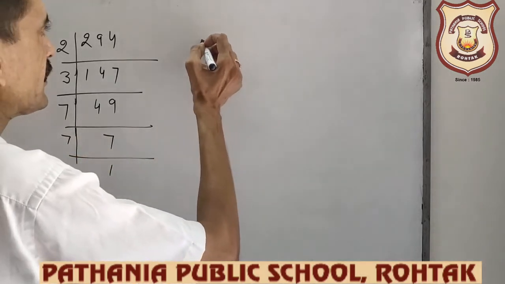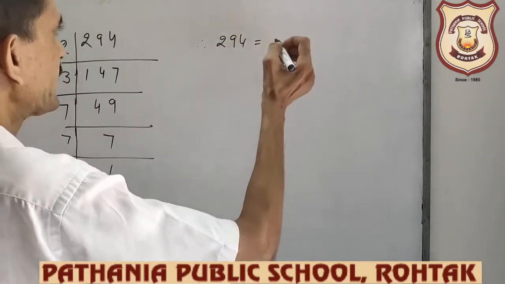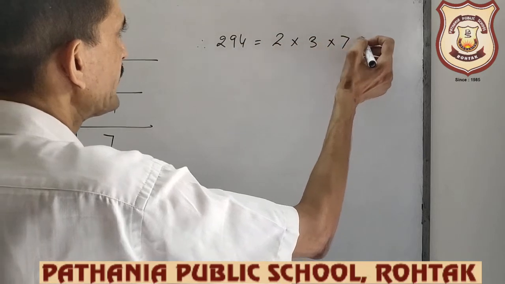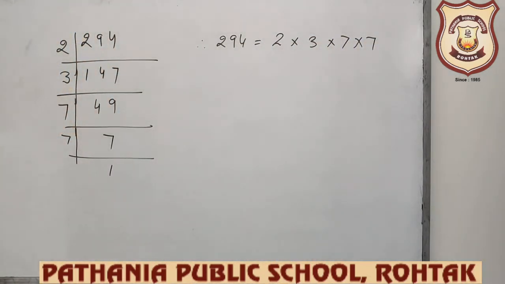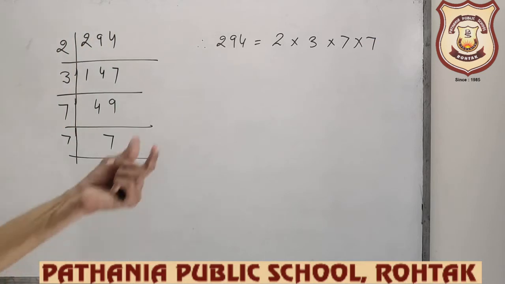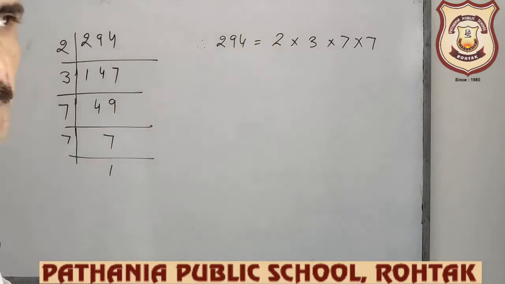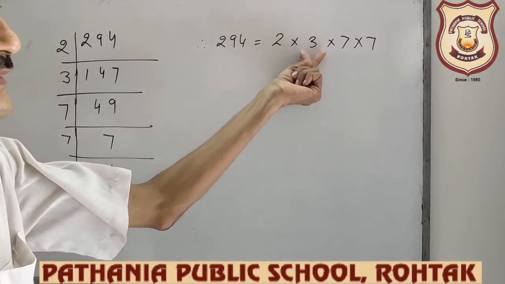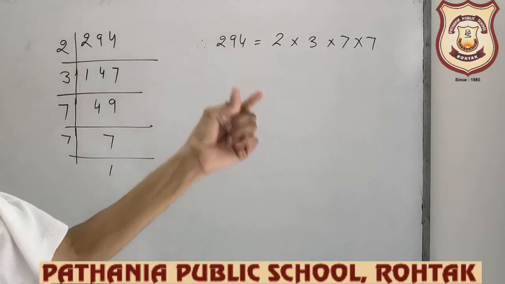So therefore the prime factors of 294 are 2 into 3 into 7 into 7. It is not a perfect square. Why? Because 2 and 3 do not occur in pairs. If these also occurred in pairs, then we could say it will be a perfect square.